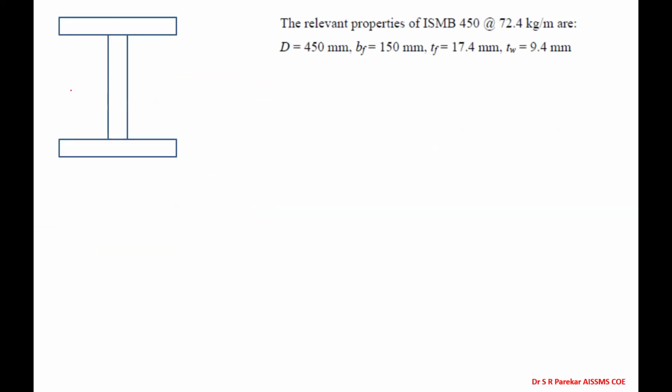First, we consider the plastic neutral axis at the center. So we have this as the plastic neutral axis. Now the values given: TF is 17.4, this value is 150, and TW is 9.4. This is also 17.4. If we subtract the thickness of the flanges from the total depth, we have 450 minus 2 into 17.4. This value comes to 415.2. Now we take half of this value, so we divide by 2, which gives 207.6.